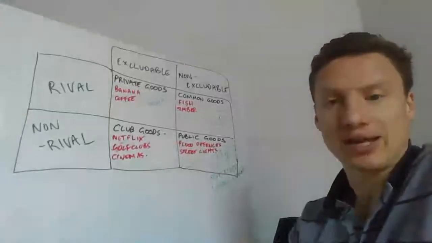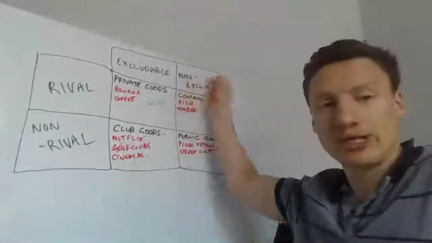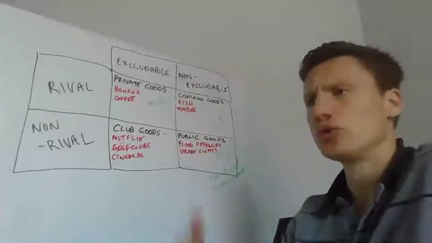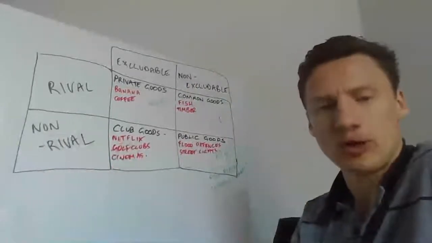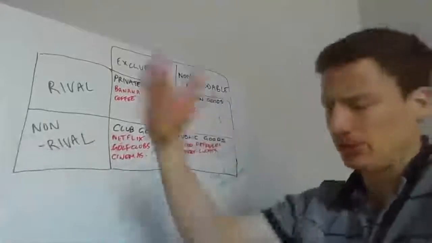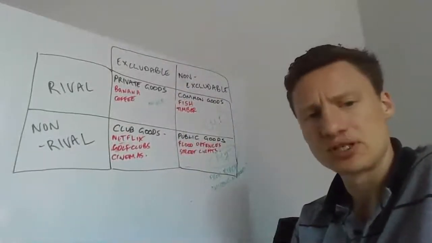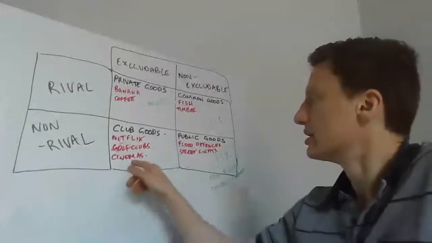Golf clubs: I have to pay to get on the golf club. It's not free for me to access the golf club. But once I'm on the golf course, you can consume the golf course at the same time. I could be on hole 1 and you can be on hole 2, and somebody else could be on hole 18. We're all consuming the golf course at the same time, and it doesn't affect each other's utility.